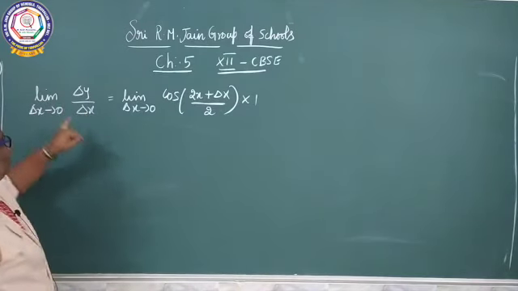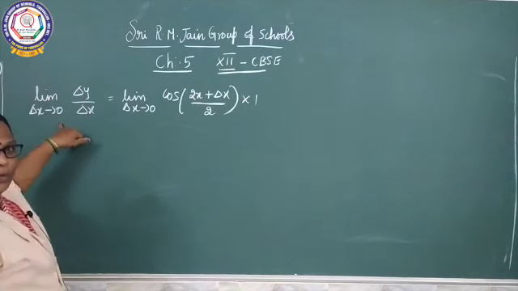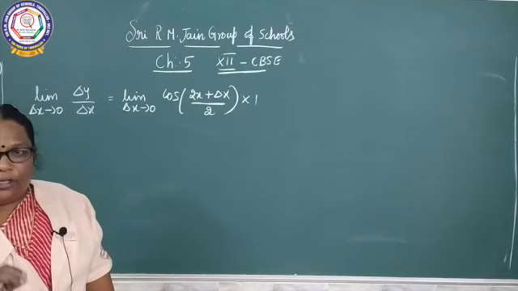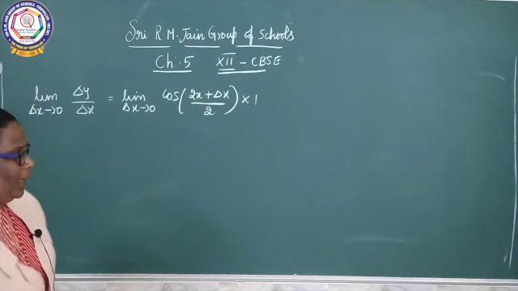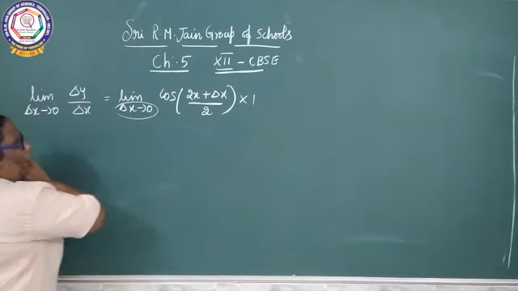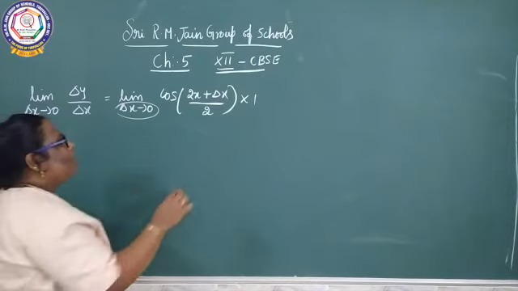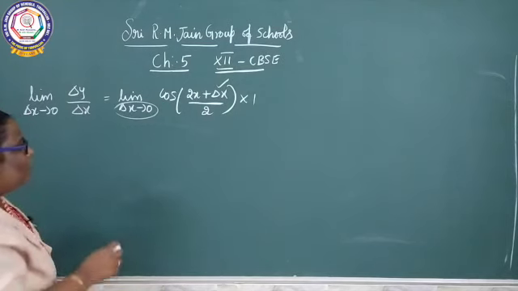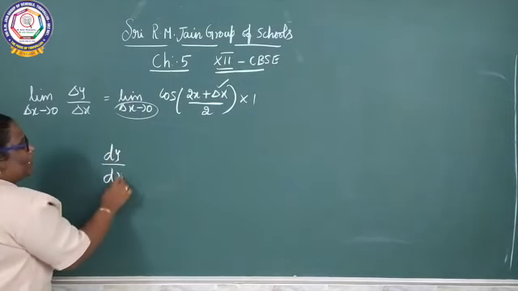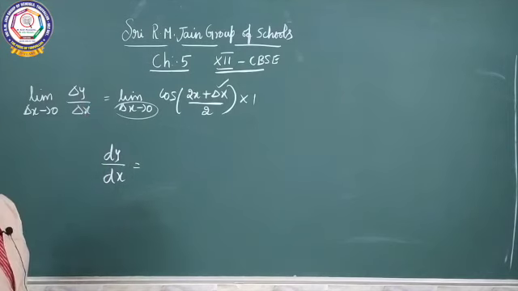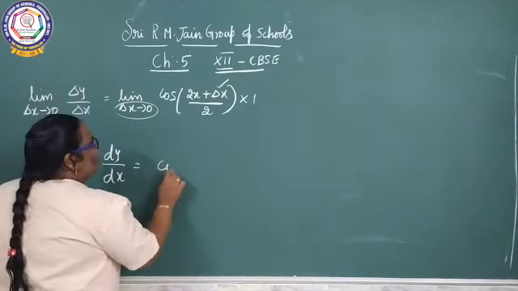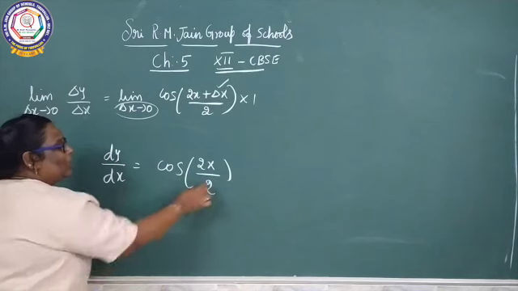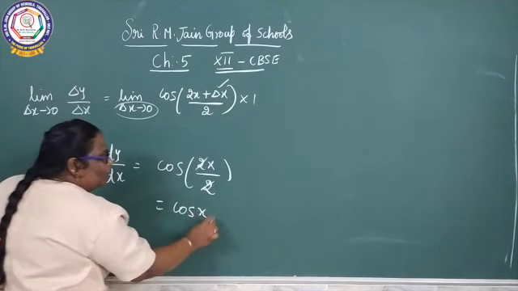What is the remaining thing left out? Limit delta x tends to 0, delta y by delta x equal to limit delta x tends to 0, cos of (2x plus delta x) by 2 into 1. See here, if it approaches the neighbor point 0, this value becomes 0. So what is the value you are getting? Dy by dx equal to cos of 2x by 2, because this value becomes 0. 2 gets cancelled.